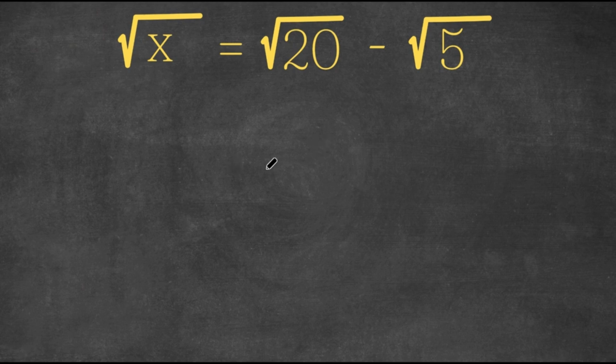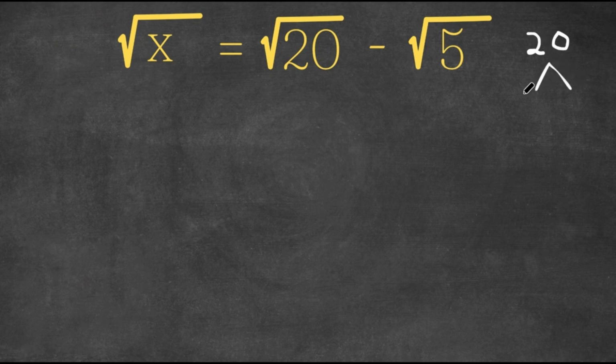In today's video, I'm going to be teaching you guys how to solve this radical problem. So we have the square root of x is equal to the square root of 20 minus the square root of 5. So what I'm first going to do is simplify this radical here, the square root of 20. Well, to do that, what are some factors of 20?